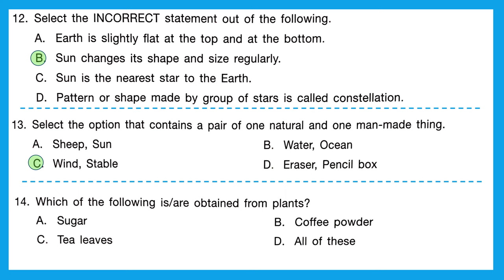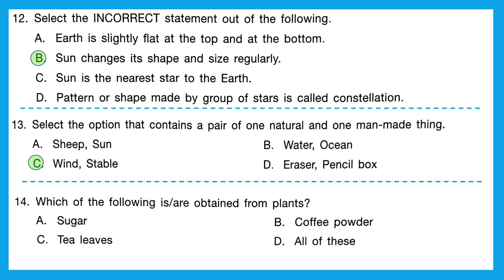Question 14. Which of the following is are obtained from plants? Let's see. Sugar. Yes, we get that from plant. Option B. Coffee powder. That's right, we get it from coffee plant. C. Tea leaves. That's also correct. We get it from tea trees. And option D is all of these.